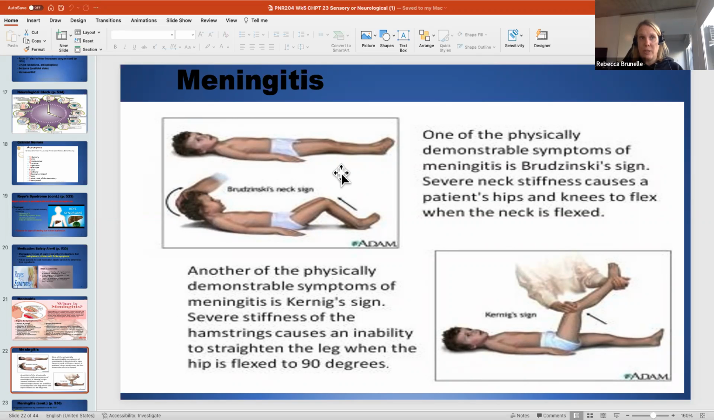That's Brudzinski. The other one is Kernig's, and you see the kid lying down there. It's the inability to straighten the leg when the hip is flexed to 90 degrees. So his leg is at 90 degrees and he can't fully straighten his leg out, and that's a positive Kernig sign.